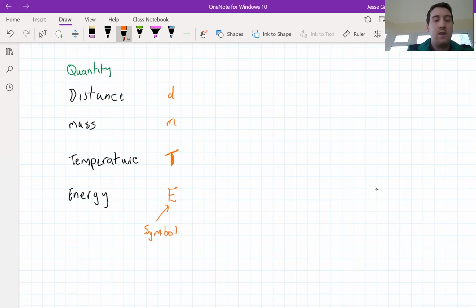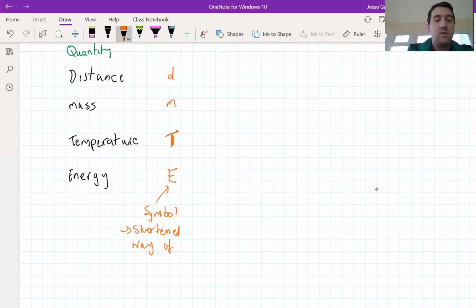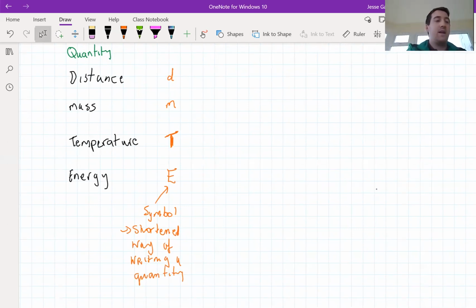A symbol is just a shortened way of writing a quantity. That's what a symbol is, a shortened way of writing a quantity. So little d for distance, little m for mass, little t for time, and big T for temperature, and capital E for energy.